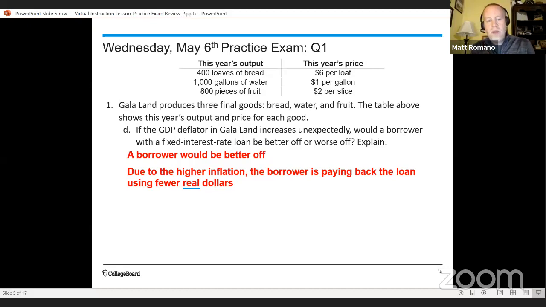They're paying back the same amount, but the value of what they're paying back has gone down more than expected. And that's why they're better off. So the dollars they're paying back are worth less than what they had borrowed and what they had planned on paying back. That's why the borrower is better off in this case.